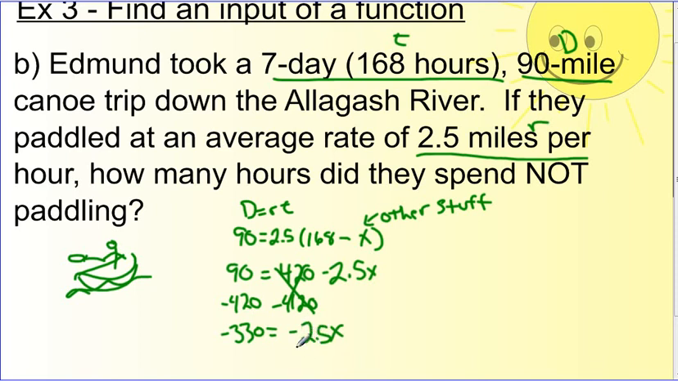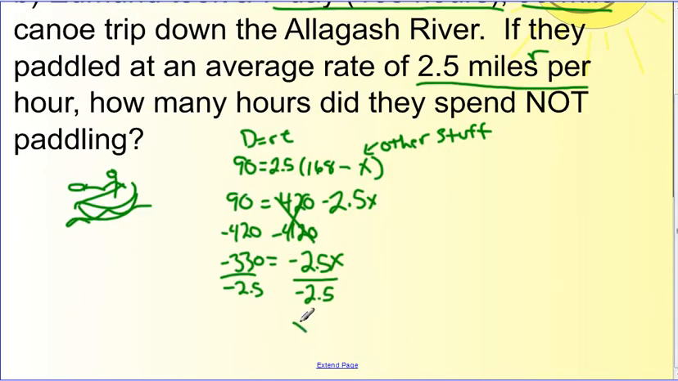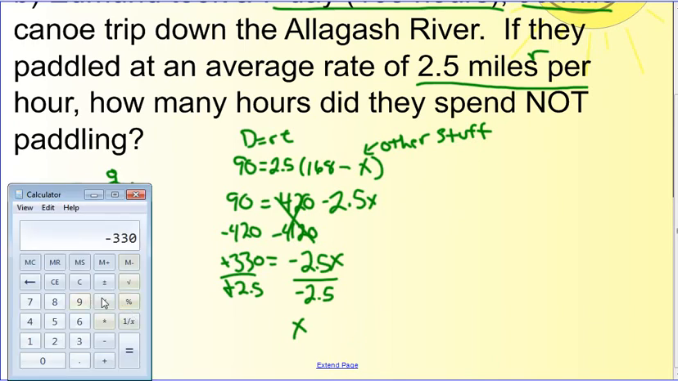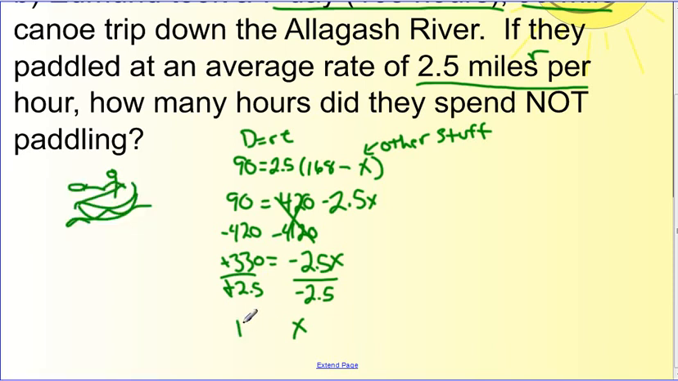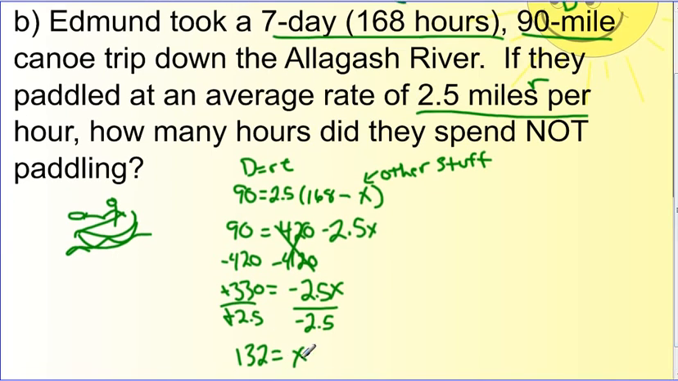So if we divide by negative 2.5, divide by negative 2.5, first off, our answer will be positive because the negatives cancel. So if we take 330 divided by 2.5 equals 132. And that is the amount of time they were doing all the other stuff, the time they spent not paddling, eating, sleeping, camping, whatever else.